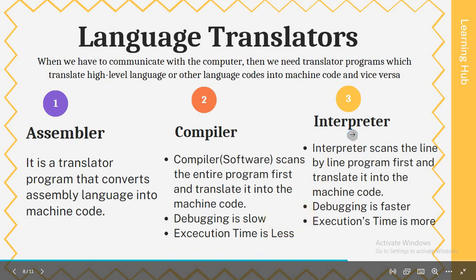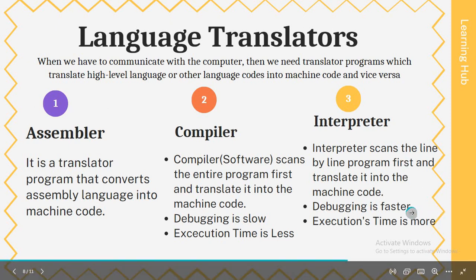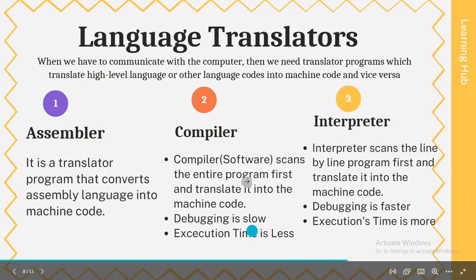नाउ थर्ड वन इज इंटरप्रेटर. Interpreter scans the program line by line. You write down one line, then press the enter key. Interpreter checks your written line and converts it into machine language. If there is an error in your written code, then the interpreter shows the error on your screen. Debugging इसमें faster है, execution time more है. आप write down करते जा रहे हो, enter press करते जा रहे हो, एरर है तो एरर डिस्प्ले हो जाएगी. वन लाइन बाय लाइन कन्वर्ट होता जा रहा है.